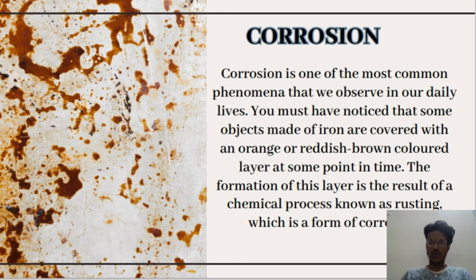First, the definition of corrosion. Basically, corrosion is nothing but the destruction of a metal or an alloy by the environment through a chemical reaction or electrochemical reaction. Corrosion is one of the most common phenomena that we observe in our daily lives. You must have noticed that some objects made of iron are covered with an orange or reddish brown colored layer at some point in time. The formation of this layer is a result of a chemical process known as rusting, which is a form of corrosion.